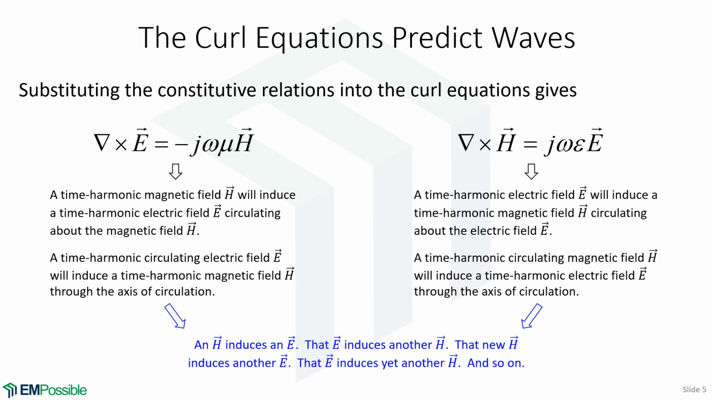So here we are. We have an equation where if we have an oscillating H, that will produce an oscillating E circulating around it. But then the other equation says that oscillating E will then induce magnetic fields oscillating around it, which then induce electric fields, which induce magnetic fields, which induce electric fields. And it's the coupling of energy or the exchange of energy between the electric and magnetic fields that actually leads to waves. So it's Maxwell's curl equations that predict waves.